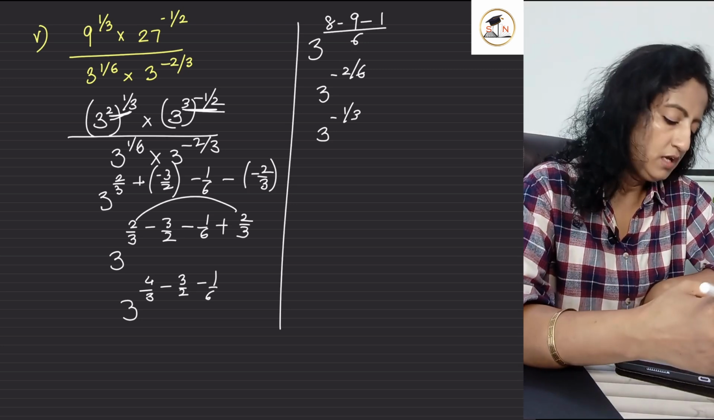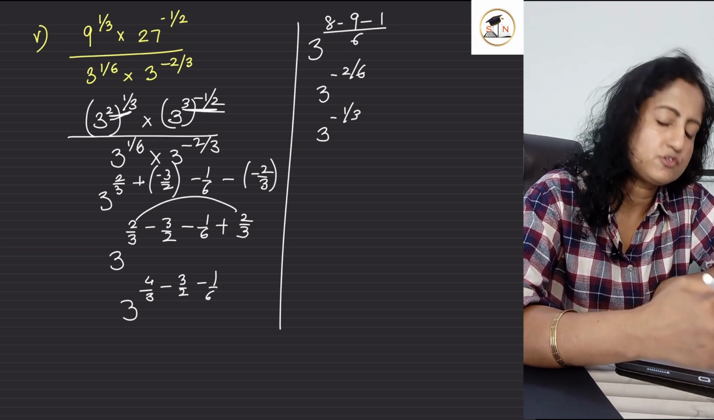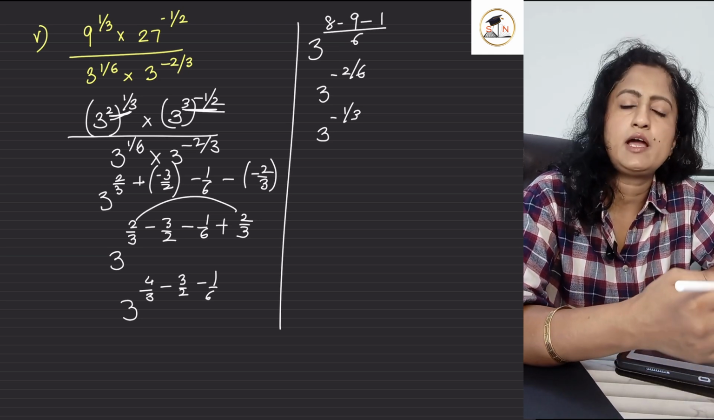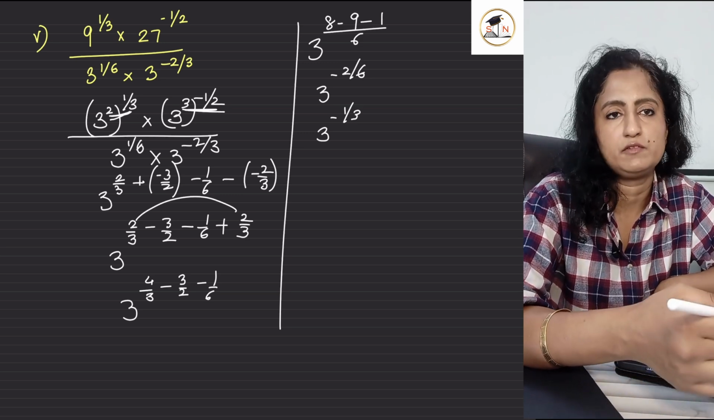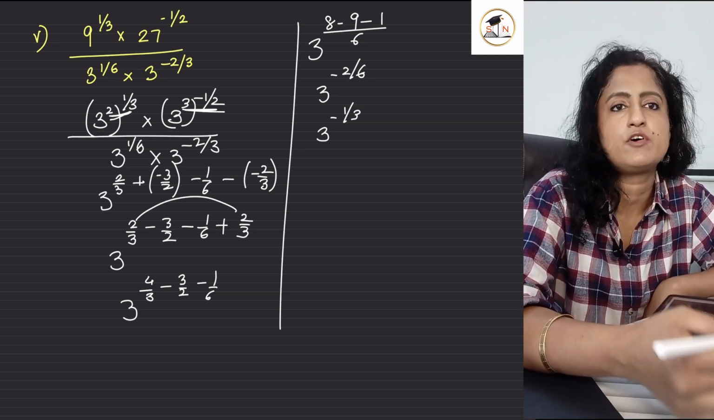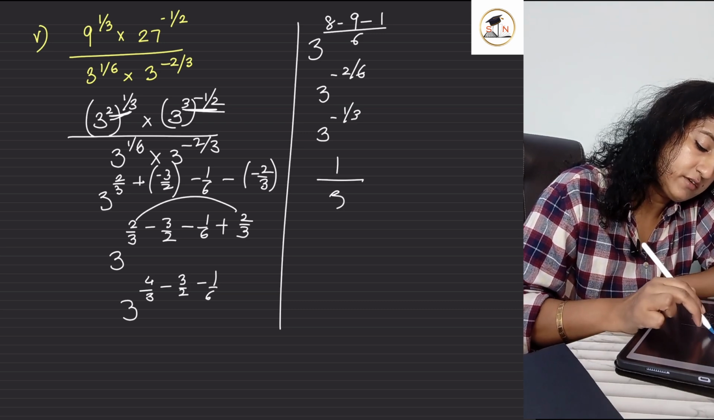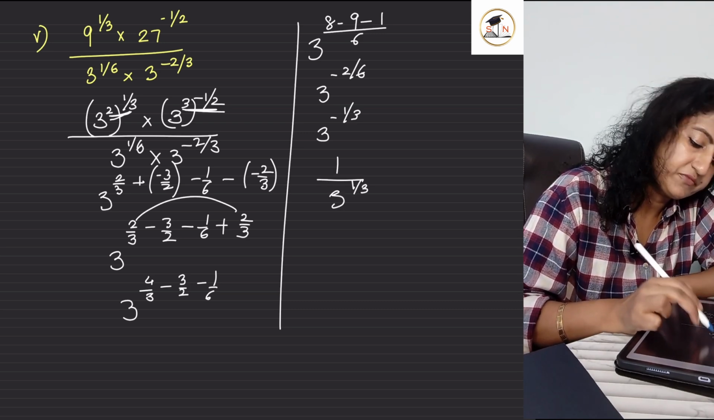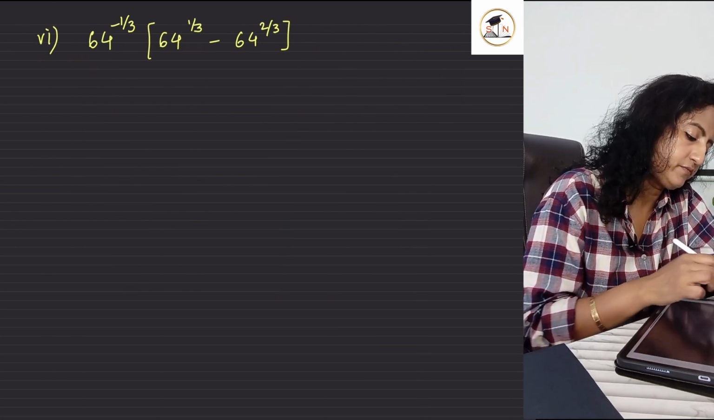Now, many children leave the answer at this stage, but it is always recommended that when you have an answer in the negative power, do convert that into a positive power, unless the question asks for a negative power, right? So my answer is 1 over 3 to the power 1 by 3. Okay, let's move on to the next, 6th question.